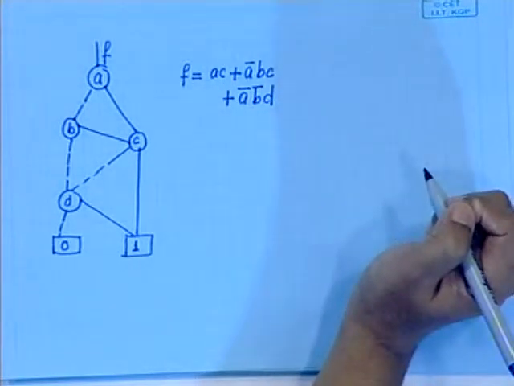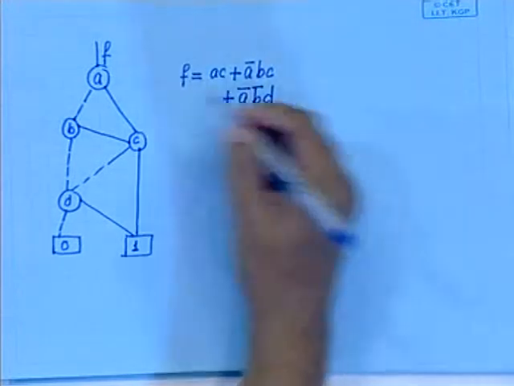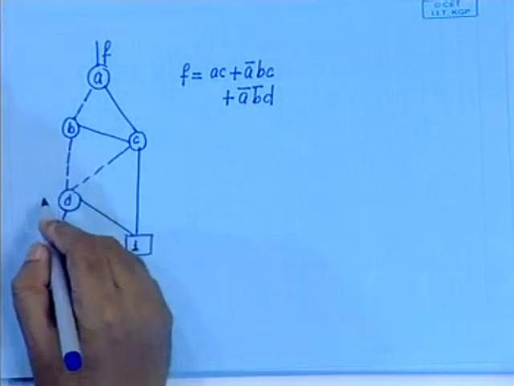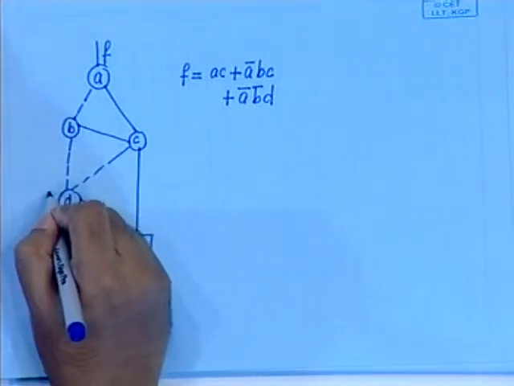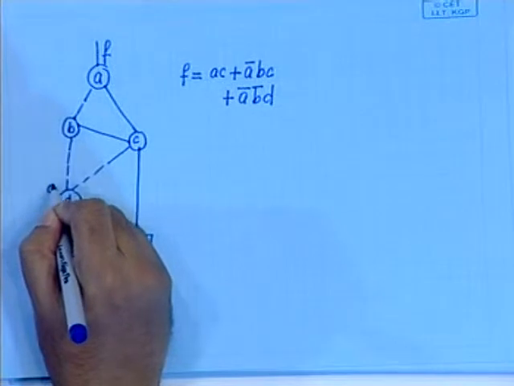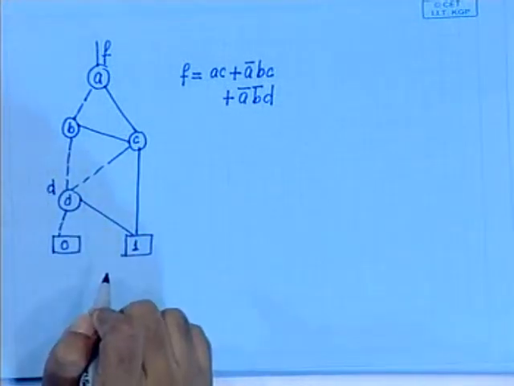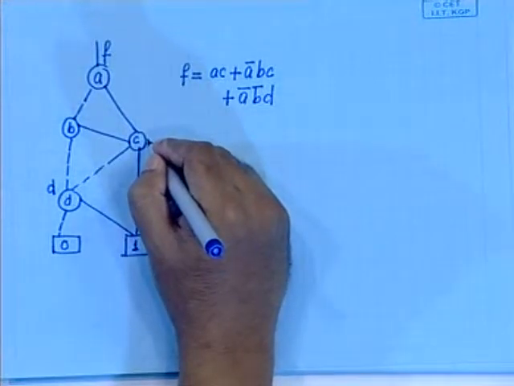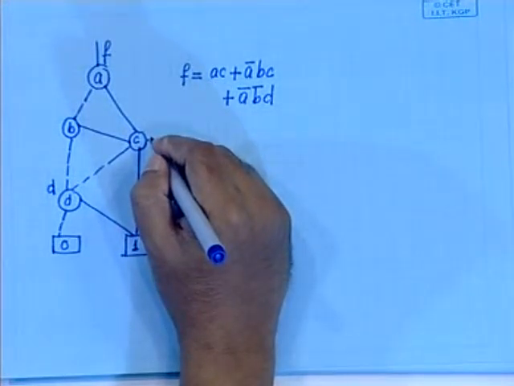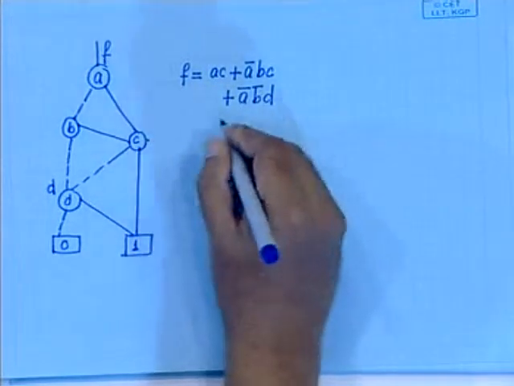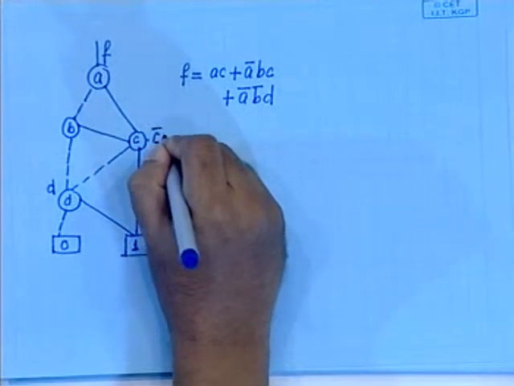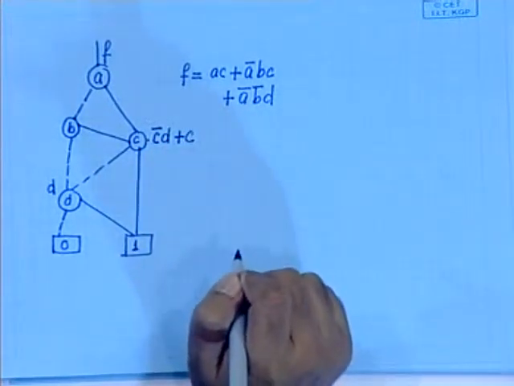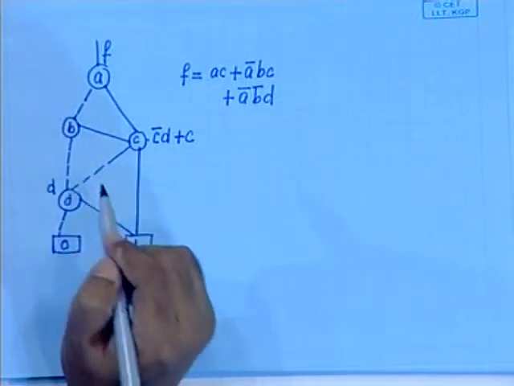Is this a good way of doing things? You will have to traverse all paths, right. Instead, to read this, you start from here. What does this node represent? This node represents D, right. What does this node represent? It represents C bar D plus C, right.